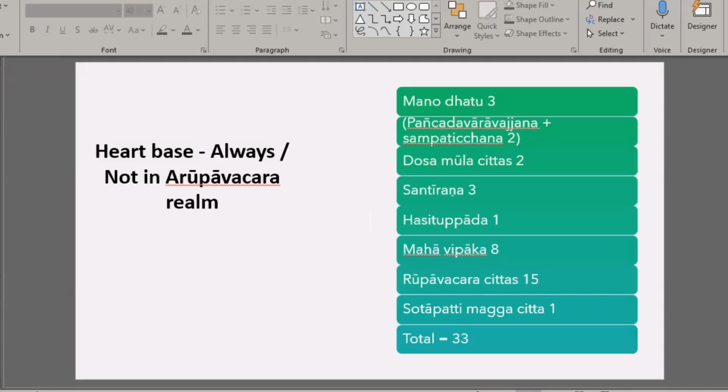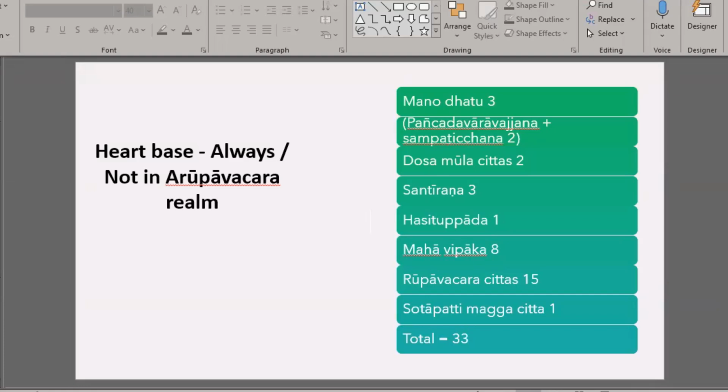Okay. Now let's move into the next one, Dosamula Chittas. Why do Dosamula Chittas not arise in the Arupavachara realm? Actually, Dosamula Chittas also do not arise in the Rupavachara realm. You know, we have 5 hindrances: sensual desire, kamachanda; ill will, vyapada; thinamiddha, sloth and torpor; uddhacca-kukkucca, restlessness and worry; and vicikiccha, doubt.